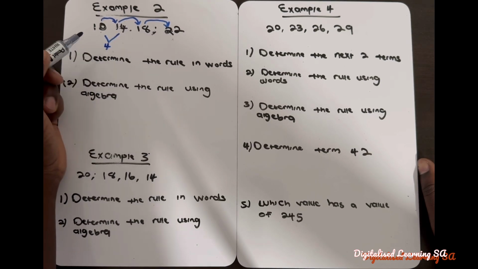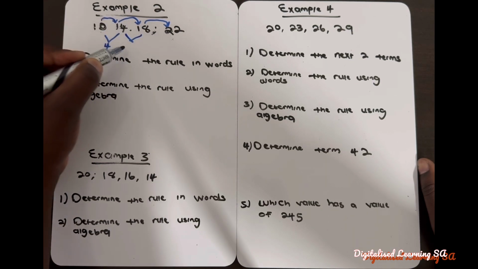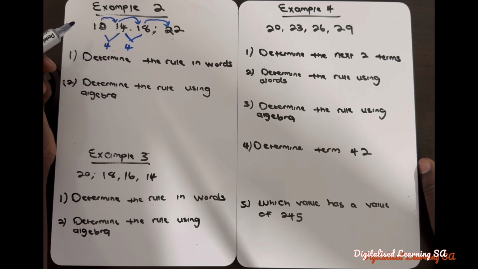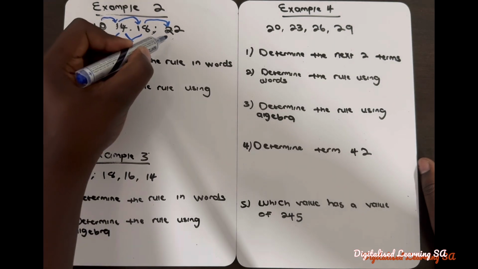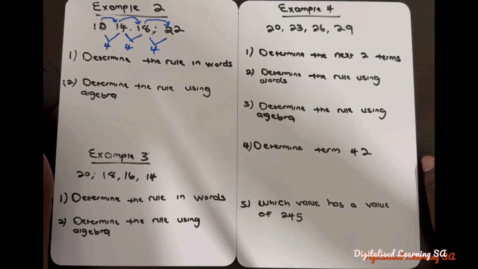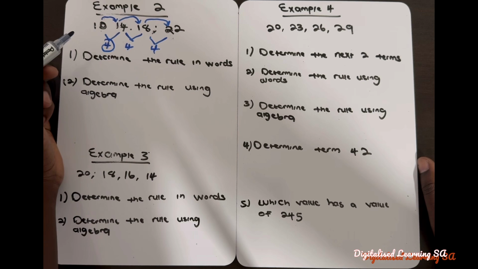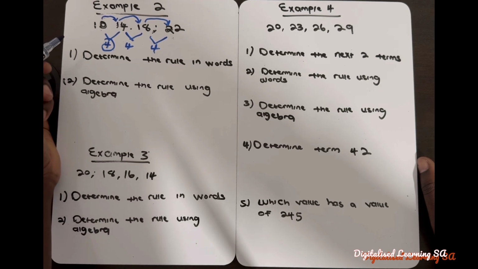And then we get 4. And if we still subtract 18 from 14, we'll still get 4. And if we continue to subtract 22 from 18, we'll still get 4. So this is the value in which these numbers are increasing. And it's the same. That's why it's called constant difference pattern.